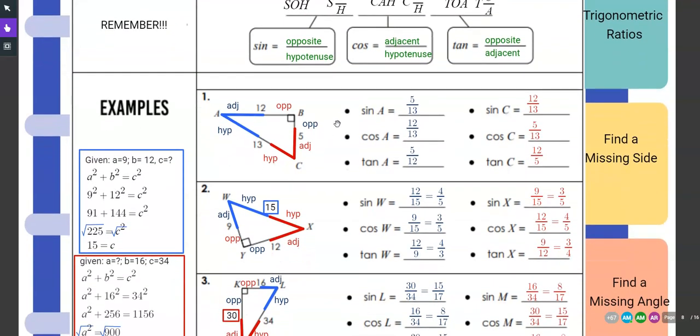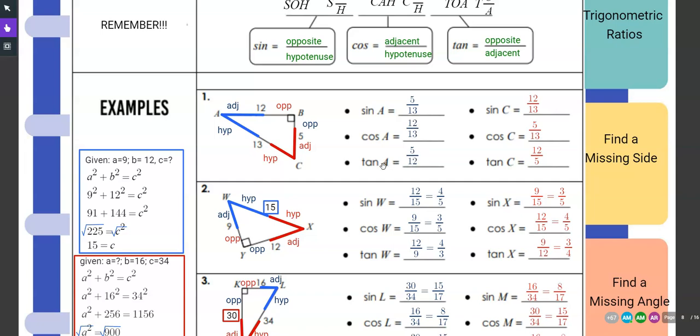Okay, so we did some examples here of how to set them up. So for number 1, we focused on angle A first, and I highlighted it in blue. So sine is opposite, so my word opposite in blue is with a 5. Hypotenuse is 13, 5 over 13. My adjacent side for angle A is 12, and my hypotenuse is still 13. So my cosine is 12 over 13, adjacent over hypotenuse.